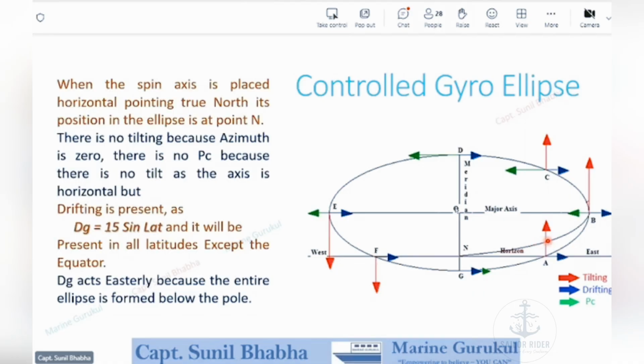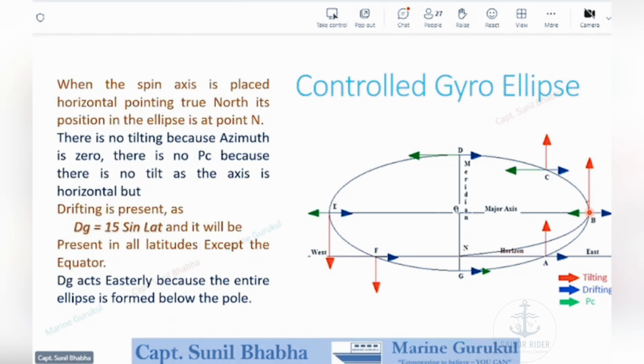The westerly control precession is becoming stronger and stronger as the tilt is increasing. As the spin axis reaches point B, the control precession has become so strong that it has become equal and opposite to the drifting vector. You see right now at point Bravo where the laser pointer is, drifting is acting easterly. The blue vector represents drifting. Control precession now has become equal and opposite to drifting.